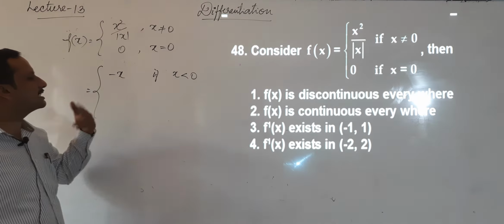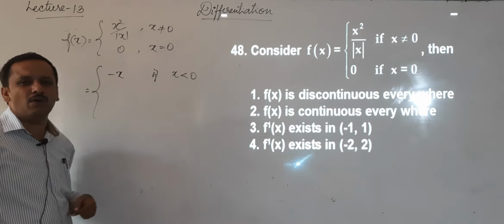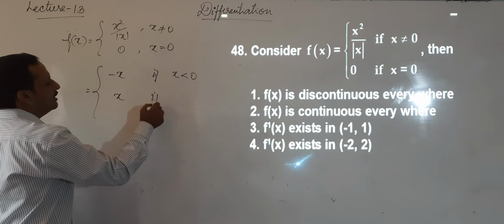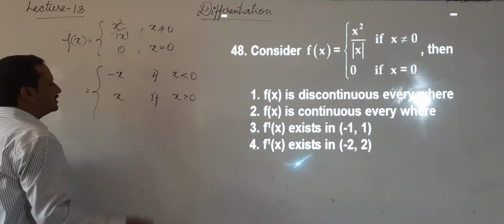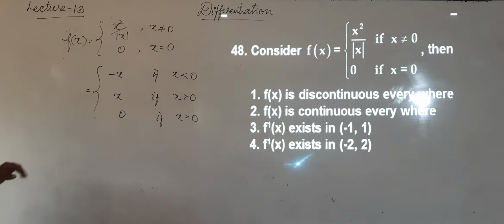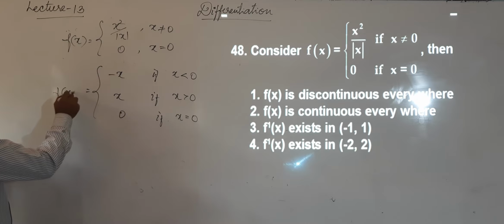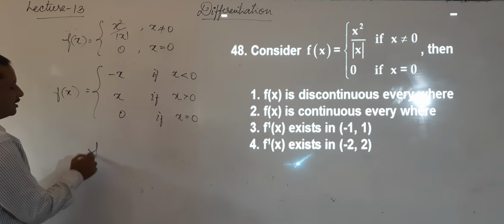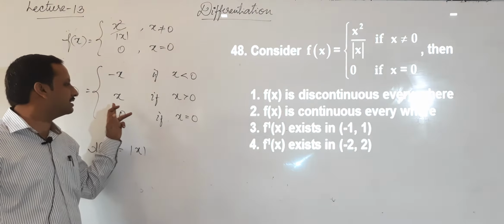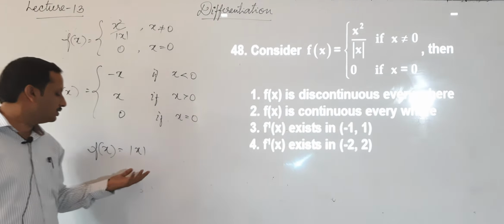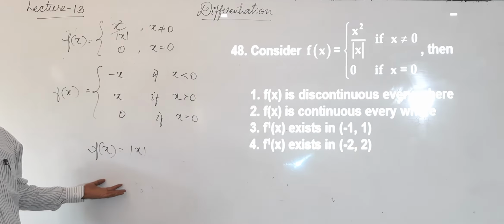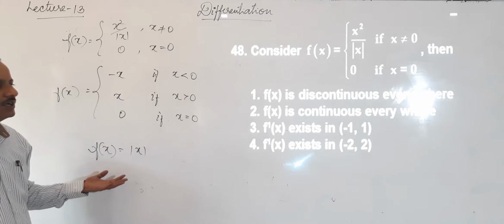Then if x is greater than 0, mod x will be equal to x, then x square by x will give you x. x if x is greater than 0 and 0 if x is equal to 0. This is our f of x, right? And what is this function? This function is nothing but f of x equal to mod x if you observe. Minus x if x negative, x if x is positive, 0 if x equal to 0. So this is nothing but f of x equal to mod x. You know, mod x is continuous everywhere and not differentiable at x equal to 0.